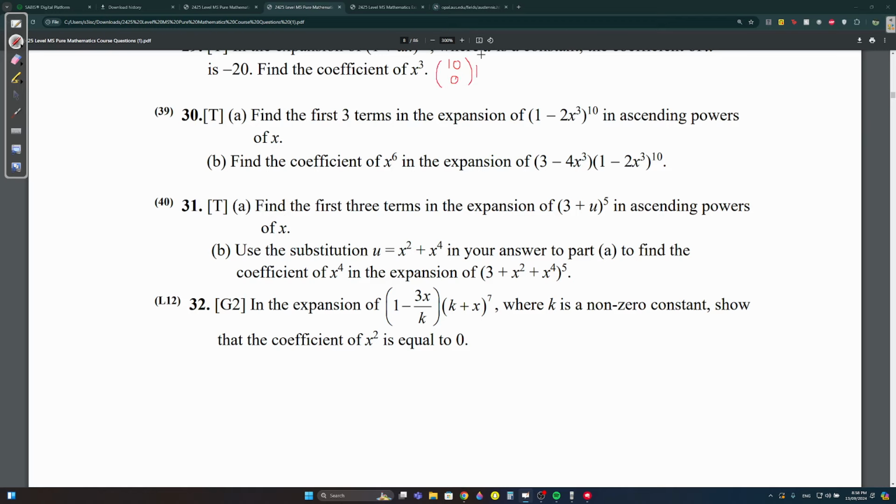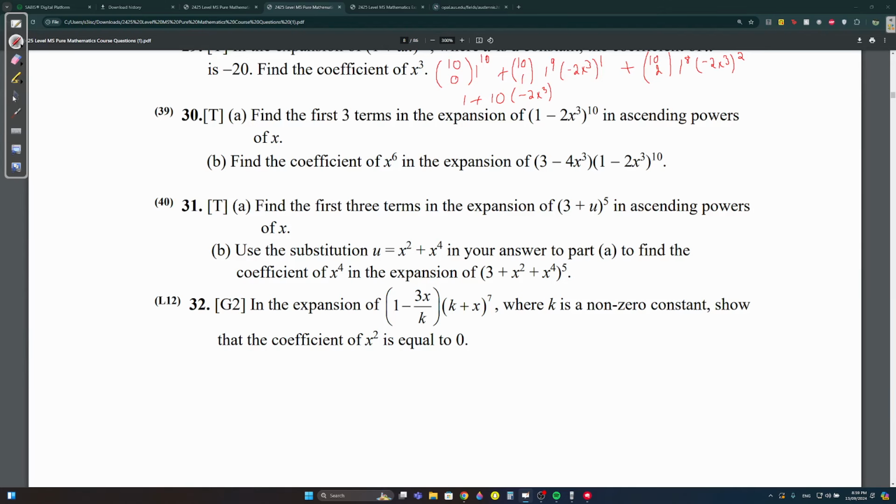10c0, 1 to the power of 10, plus 10c1, 1 to the power of 9, minus 2x cubed to the power of 1. First three terms, so I finish here: 10c2, 1 to the power of 8, minus 2x cubed to the power of 2. Here's 1, right? 1 to the power of 10 is 1. This is going to be plus 10 times minus 2x cubed.